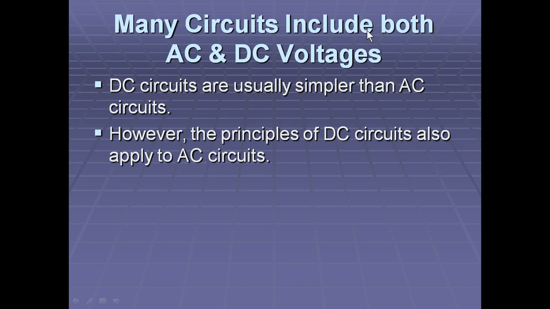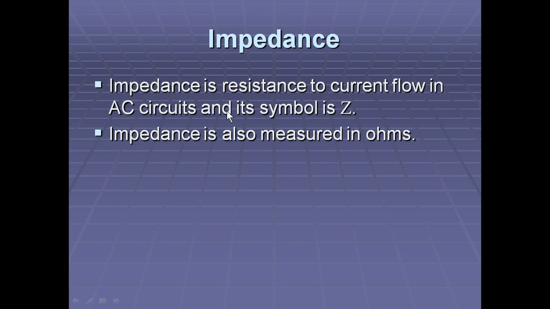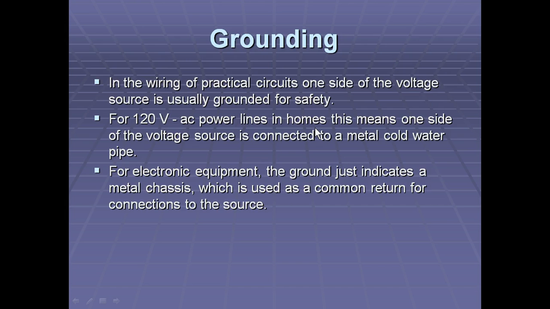Many circuits include both AC and DC voltages. The DC circuits are usually simpler than AC circuits. However, the principles of DC circuits also apply to AC circuits. Now coming to impedance: impedance is a resistance to current flow in AC circuits, and its symbol is Z. So impedance for AC, resistance for DC. Impedance is also measured in ohms.